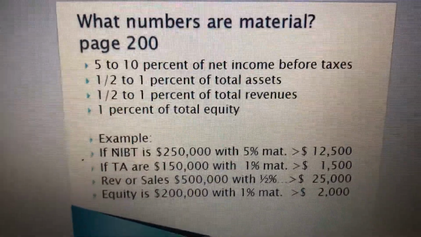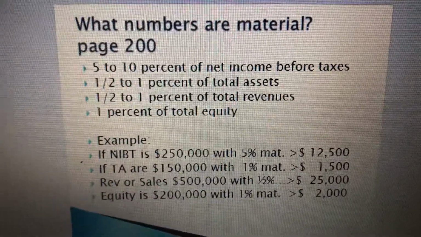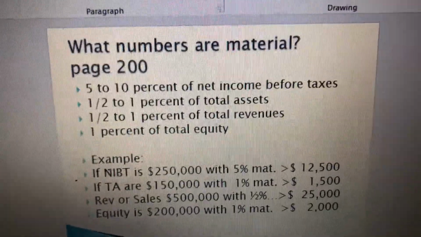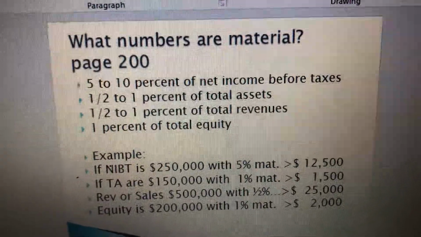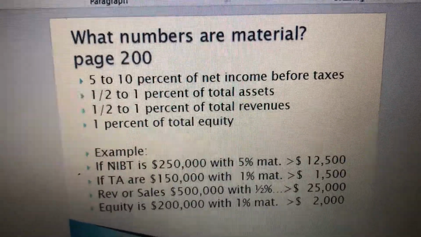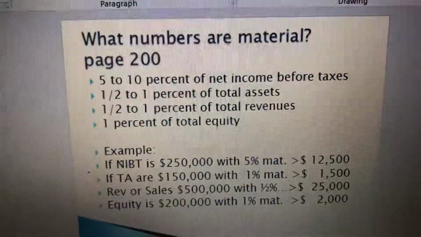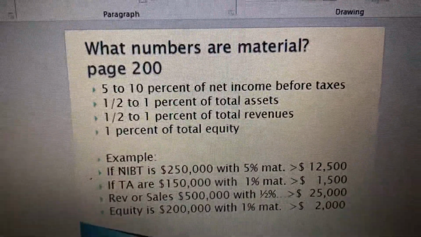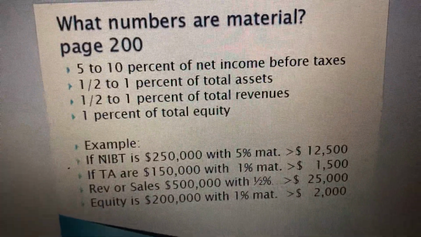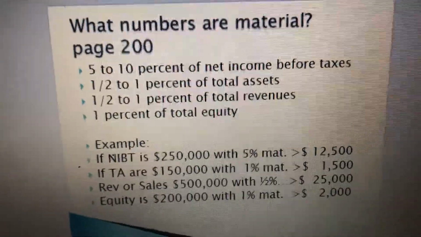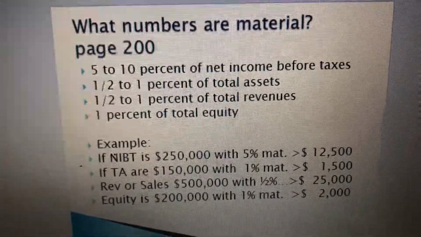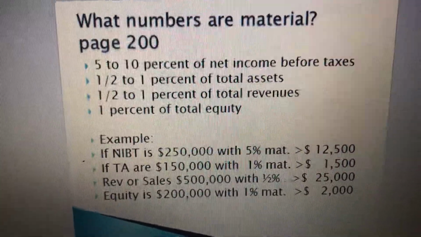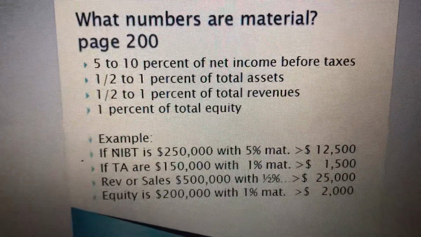For total assets, if you're auditing those, say 150,000 of total assets, and you have a 1% materiality threshold, anything over $1,500 that you find to be in discrepancy, maybe it's missing and you can't find it, then that's a problem. Revenue or sales, this is a biggie. 500,000 of revenue or sales, if you consider 0.5% of that figure material, then anything that's out of line $25,000 or greater is going to be material. You have missing invoices, for example. You can't find them. That's your materiality threshold.